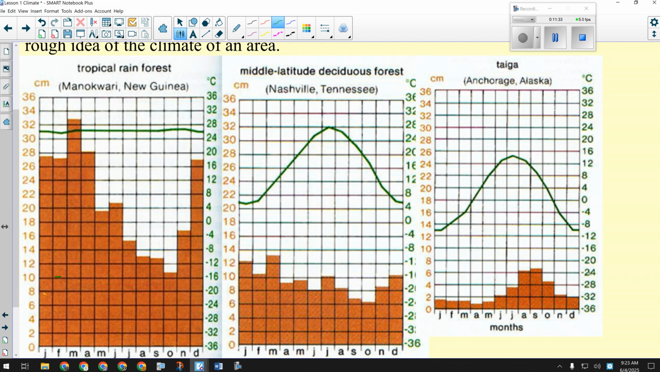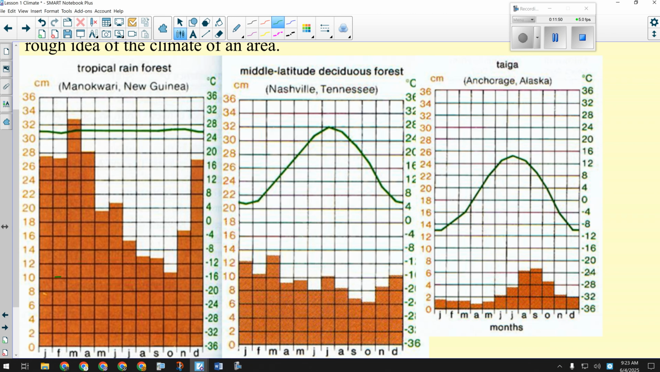All right, so this place, obviously pretty wet. Their wettest month, they get 33 centimeters of rain. Would this be a pretty tropical rainforest kind of place? Yeah, definitely. Okay, this is not an equatorial desert.